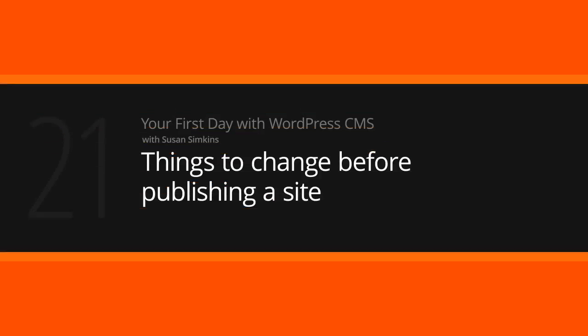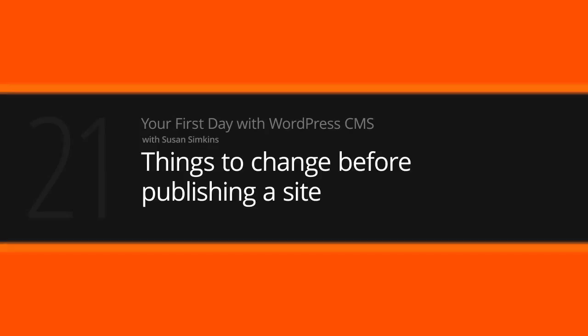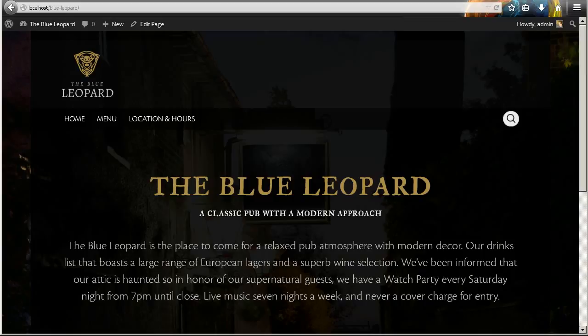In this lesson, we'll take a look at a couple things we might want to check for and change if we were to publish our site. In our last lesson, we learned how to start making advanced changes to our site design using CSS, and also how to make even more changes using a child theme.